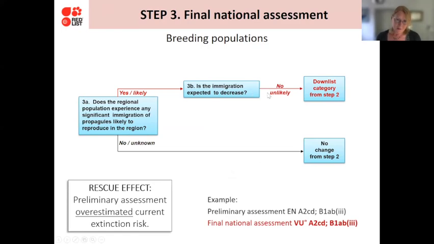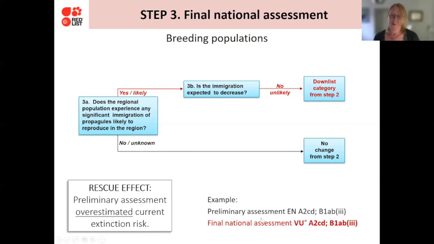If the conclusion to question 3B is no, or it's unlikely, then you've got immigration happening, but it's likely going to continue. Then your initial preliminary assessment actually overestimated your current extinction risk because it didn't take into account this rescue effect. If you're starting to lose individuals within your country, but you've got this constant flow of immigration to replace those individuals, then that rescue effect will cause you to downlist your preliminary category by at least one category.